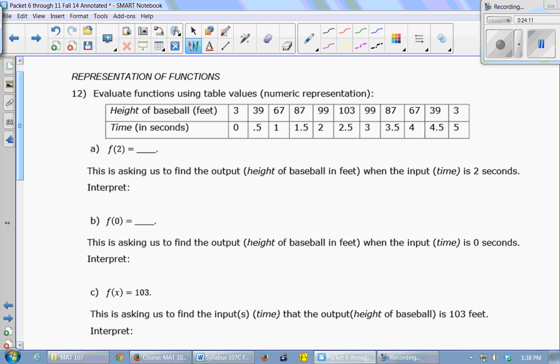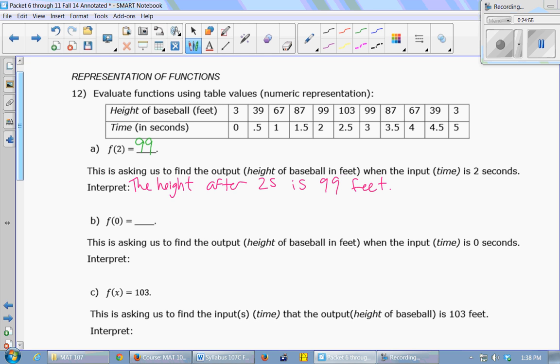So that thing in parentheses is always an x value. It represents an input. When I write f of 2 equals, I'm saying, okay, 2 is the input. What's the output that corresponds to 2? 99. So this is 2 seconds. It's asking me to find the output, which is the height of the baseball, when the input is 2 seconds. And I get 99. And I should be able to write a sentence, f of 2 equals 99, that explains what that means. So I would say the height of the ball after 2 seconds is 99 feet.